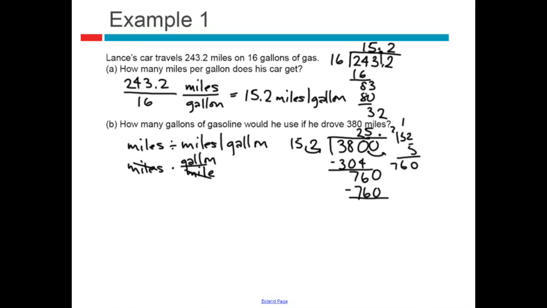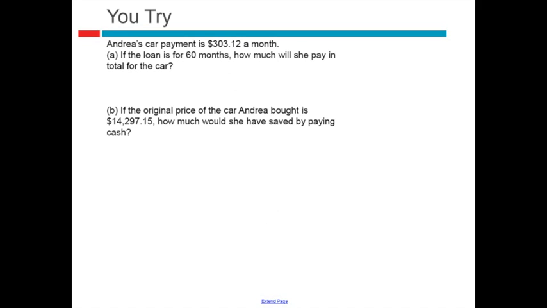So now Lance can use 25 gallons of gasoline to drive the 380 miles. So 25 gallons of gasoline will be used to drive the 380 miles. I took that 380 miles and divided by 15.2 to get the 25 gallons of gasoline that will be needed.